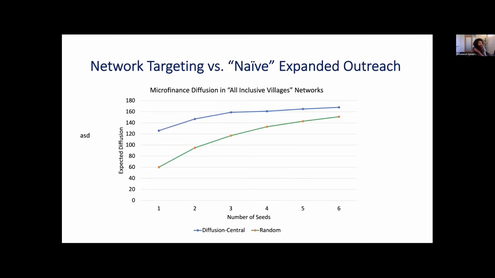So here is the main graph I'd like to show you. On the x-axis, I have the number of seeds. On the y-axis, I have the total diffusion, the total number of people who are informed.